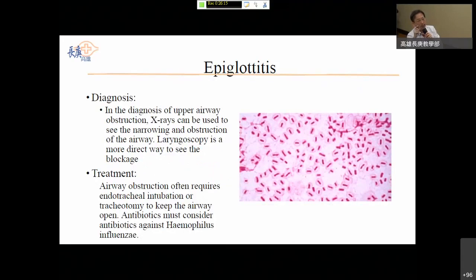And when we talk about epiglottitis, we always have to keep in mind it might be infected by a bacteria called Haemophilus influenzae. It's a rod-like bacteria. This type of bacterial infection will cause the epiglottis to swell very much. So when we see epiglottis swelling and cannot even see the opening of the trachea, we have to always think about an infection of Haemophilus influenzae and give proper treatment for it.